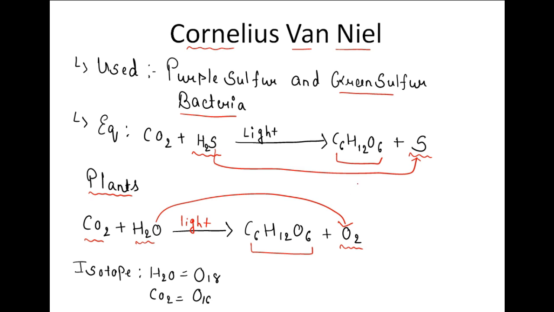Now further, he used the isotope O18 for H2O and O16 for carbon dioxide. The result he obtained was that O18 was found in the oxygen as a byproduct. From that he concluded that the oxygen which is a byproduct comes from the water.